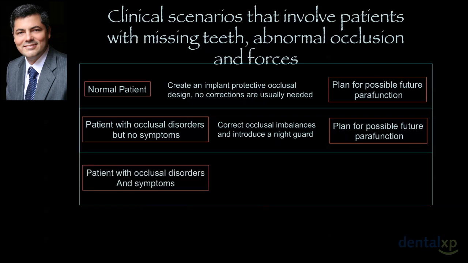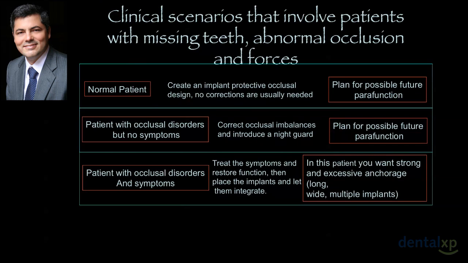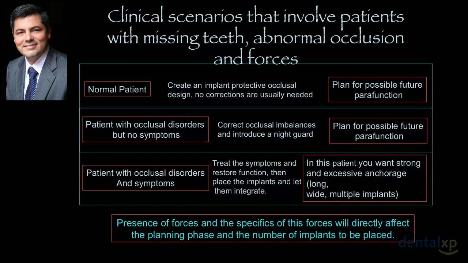And then you have the patient with occlusal disorders and symptoms. And these patients you need to treat. You need to treat the symptoms. You need to eliminate pain. You need to restore function. And if this patient needs implants, you can place the implants and leave them alone. Let them integrate, full integration of those implants. Leave them there for a long time. In this patient, you want to place a strong and excessive anchorage. You want wide, long implants if possible. You want multiple implants because you know that these patients are going to be creating forces that will eventually travel and be dispersed to your implants and implant restorations.